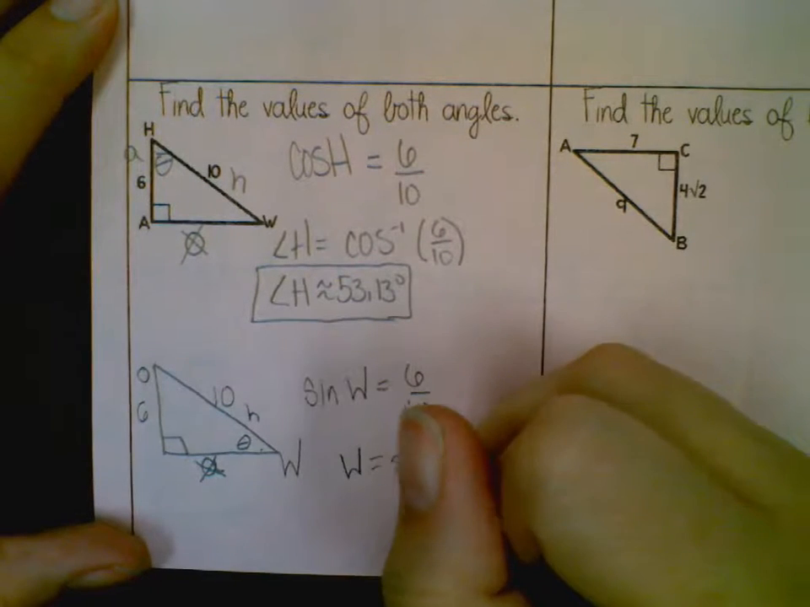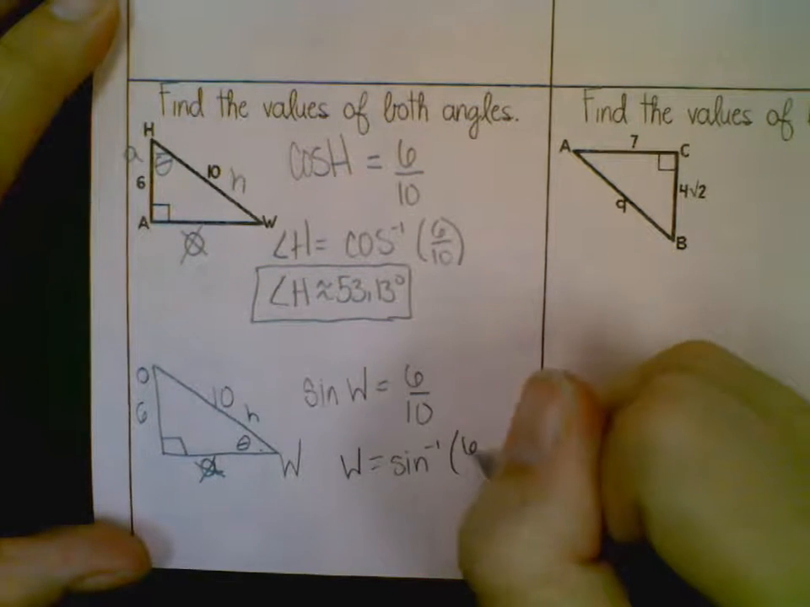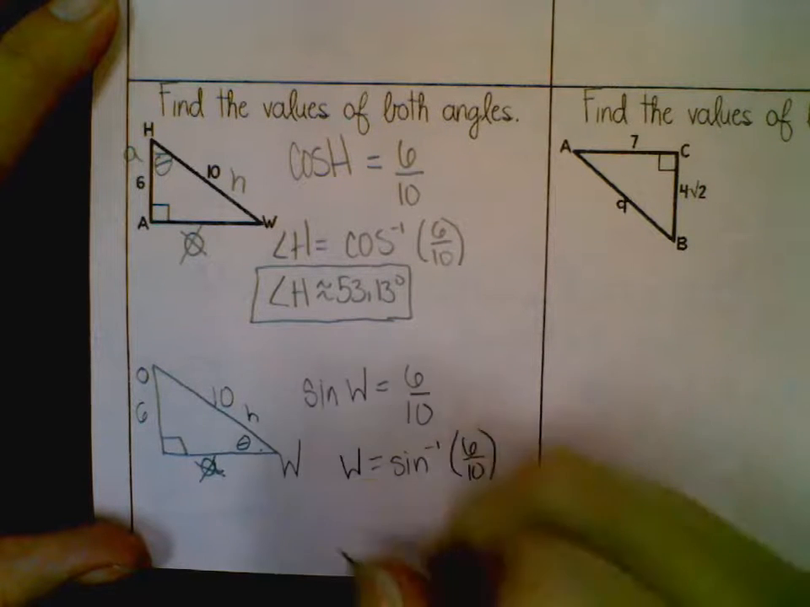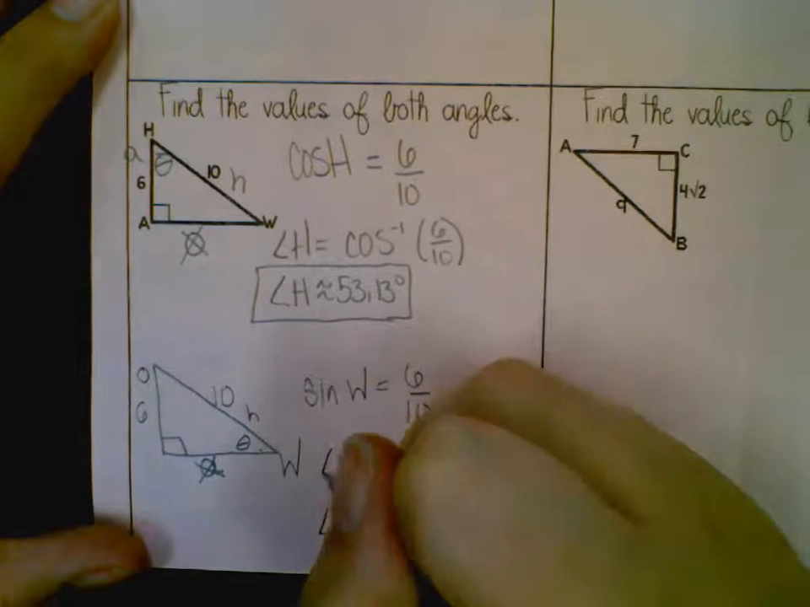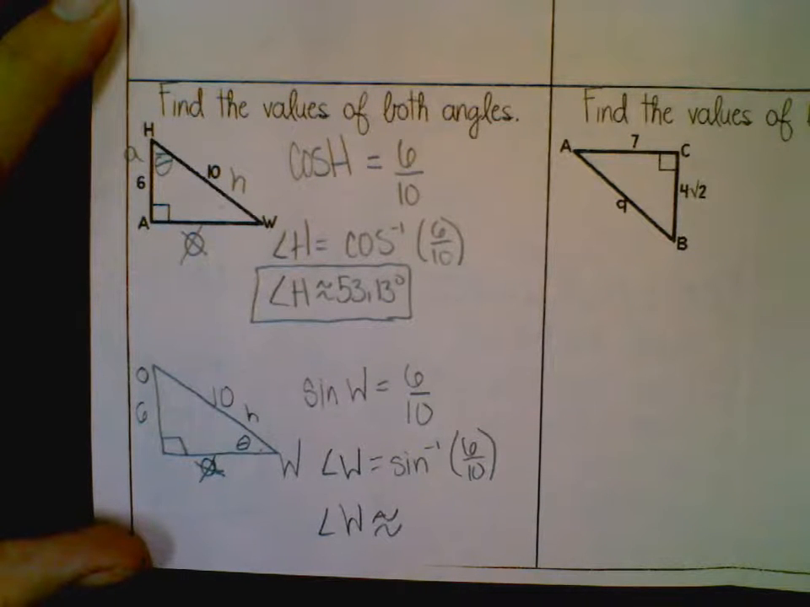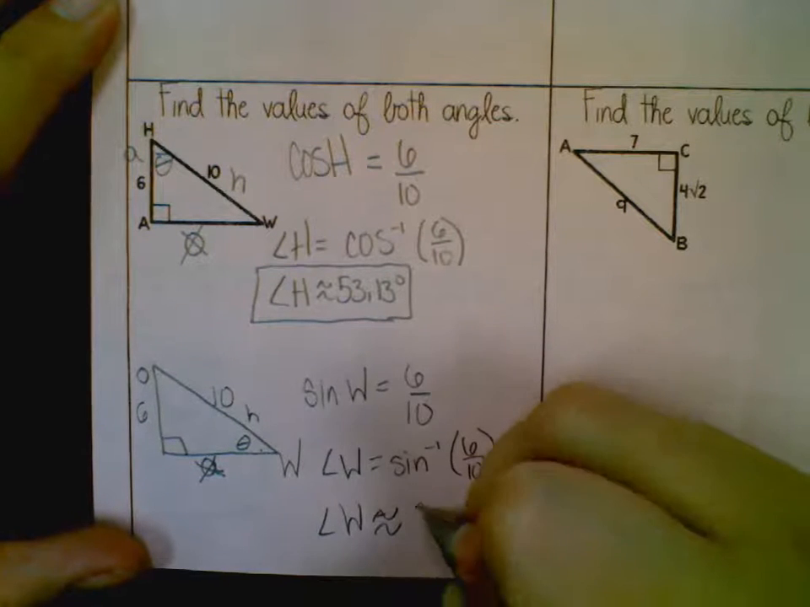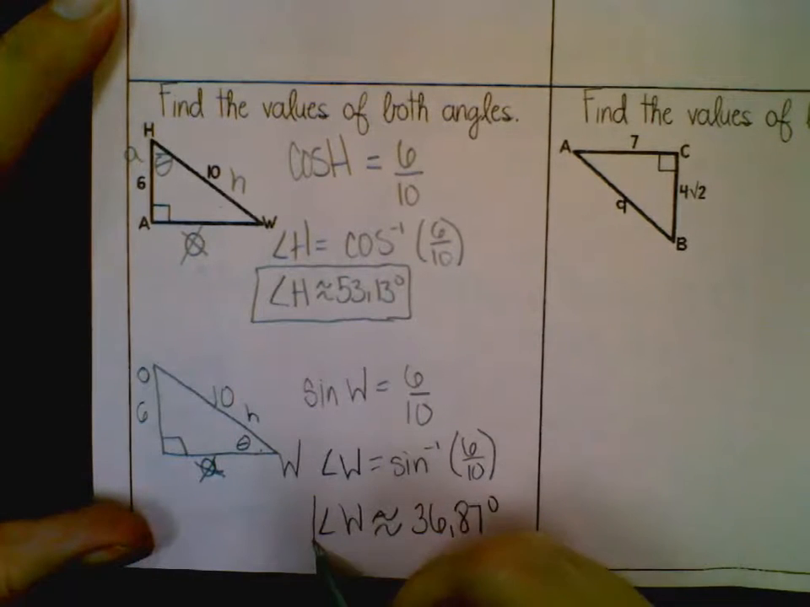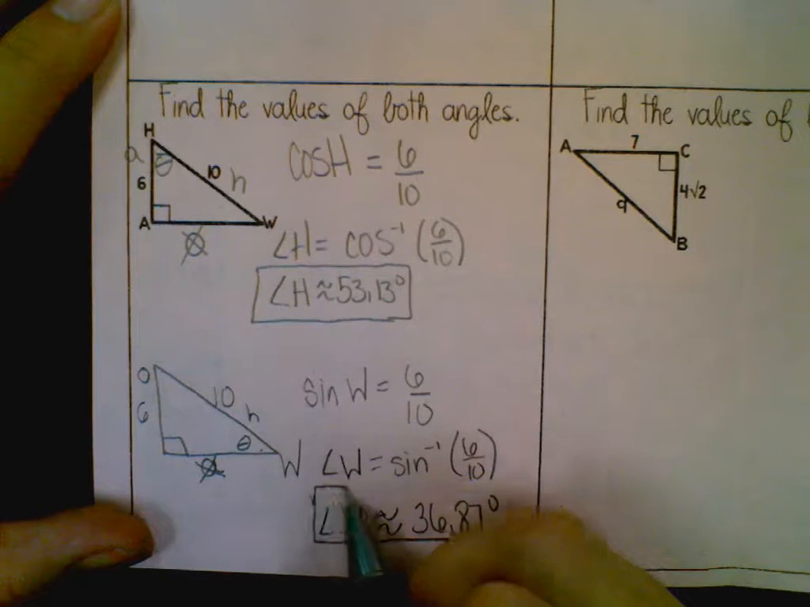You remember that from the definitions, the pattern that they make? So sine inverse of both sides. So we get W as a sine inverse of 6 over 10. And when we type that in our calculator, we get that W is approximately 36.87 degrees. I rounded there. Make sure you're rounding correctly.